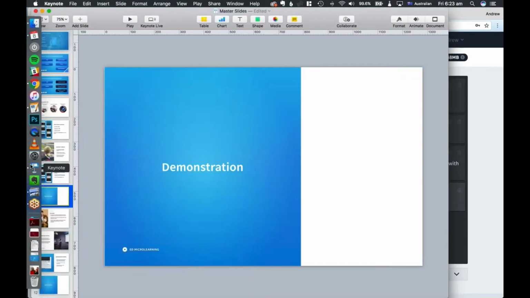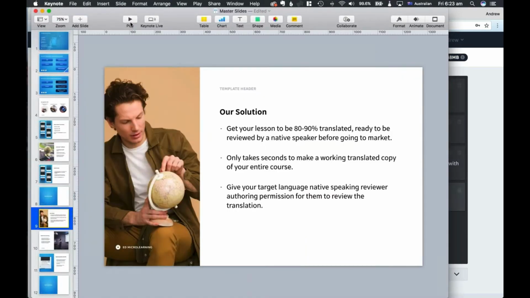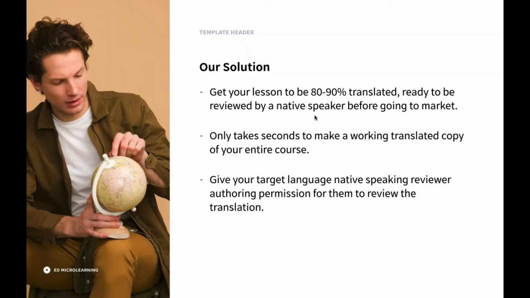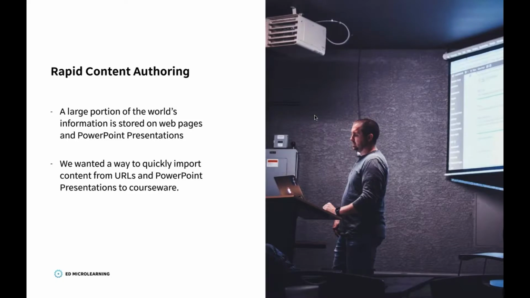So I'm just going to come back here to summarize. So yeah, as I said, 80 to 90% translated, ready to be reviewed by a native speaker before going to market. Really only takes seconds to make a working translated copy of your entire course. And using our simple review permissions or authoring permissions, you can give your target language native speaking reviewer some permissions for them to review the translation, and you can get it turned around in days instead of weeks, which is a really exciting feature for a lot of our clients, and we're really excited to share it with you today.